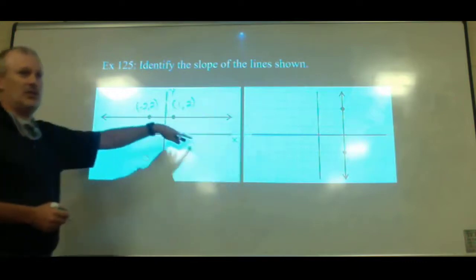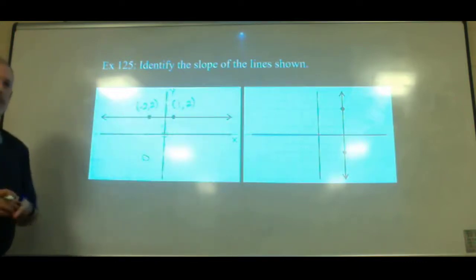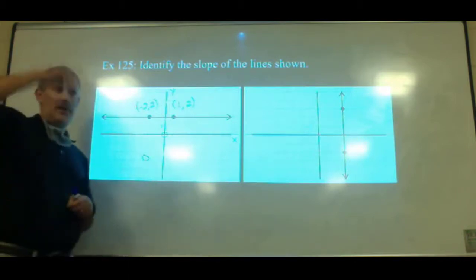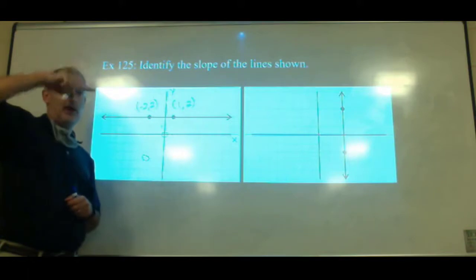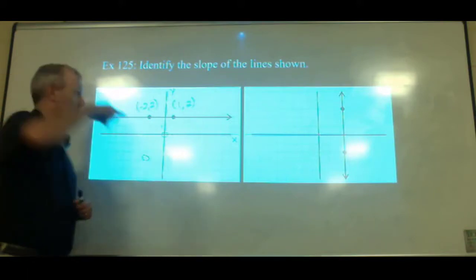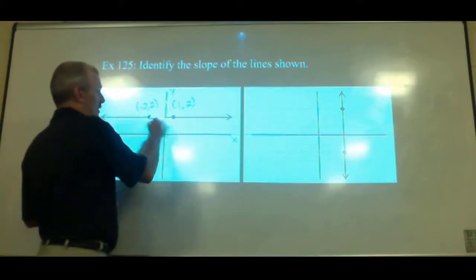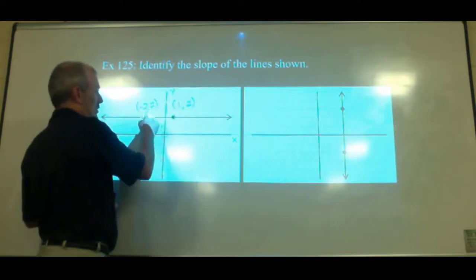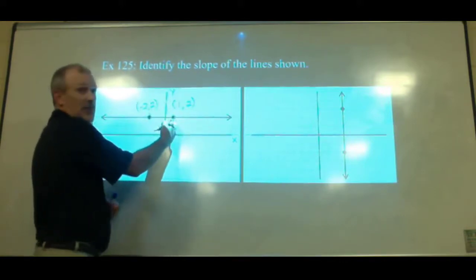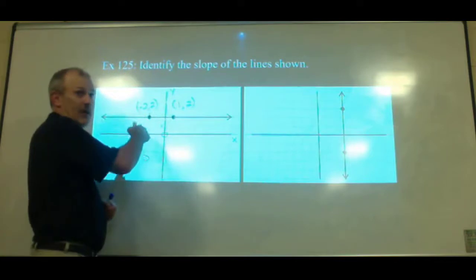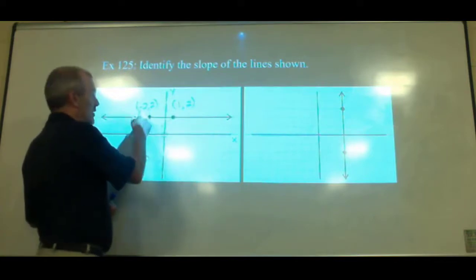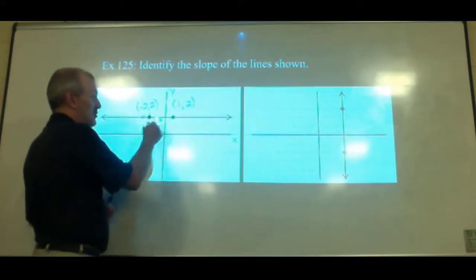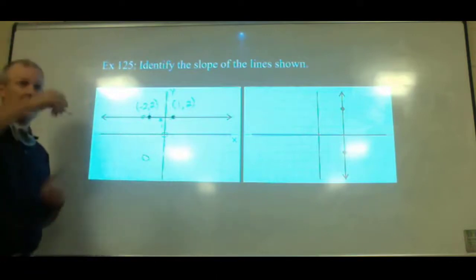And how does it become 0 over 3? Because it's the slope. What's the up and down? What's the change in y? To get from this point to this point, if you try to go up or down, you're not going to get to this point because it doesn't go up or down. It just goes straight across. So that part is 0 and this part is 3, and so you have 0 divided by 3.